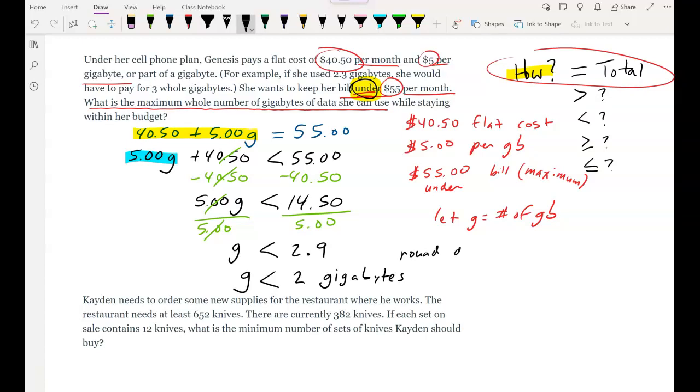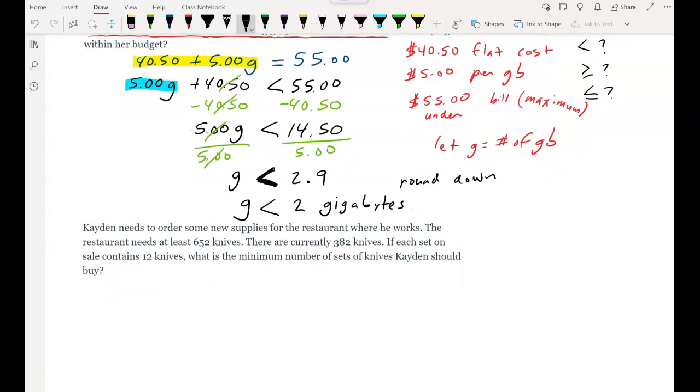Round down. And I think that's because this has the less than symbol there. It wouldn't make any difference if we were just solving a random inequality, but because this has a problem attached to it, we have to do it that way.